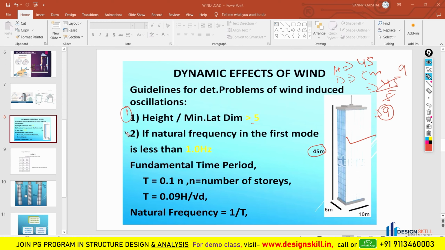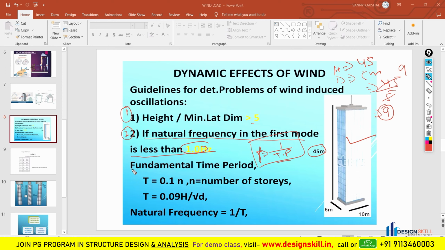Now what is the second condition? If the natural frequency in the first mode is less than 1 Hz, this is also very important. Try to understand here that if the natural frequency of your structure is lesser than 1 Hz, then you require to apply the gust factor. So how will you calculate the frequency? If I want to calculate the frequency, I will denote frequency by f, then I have to divide 1 by the time period. So first I require the time period to be calculated.